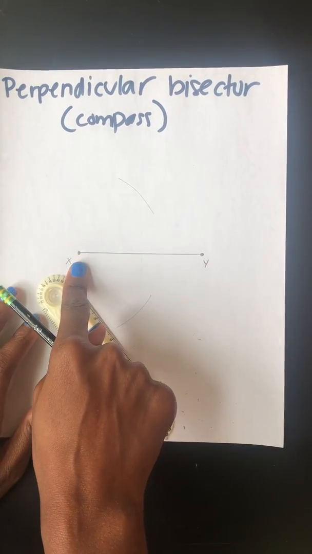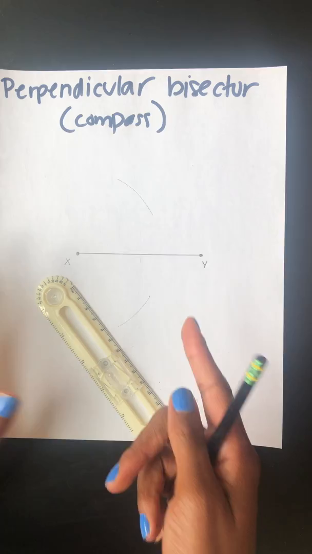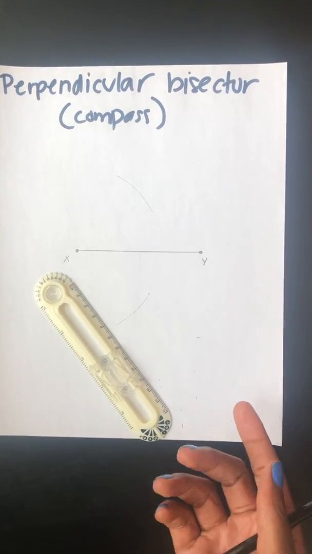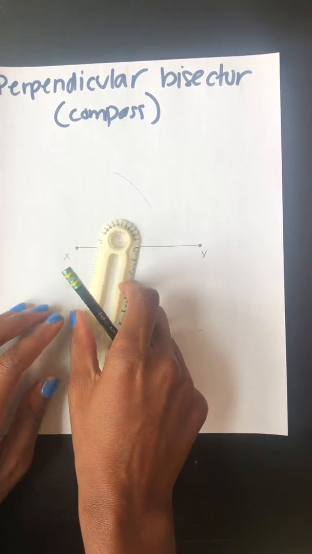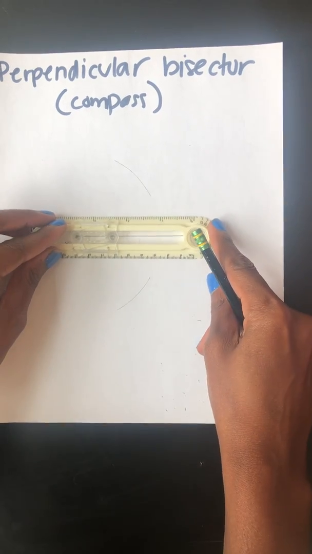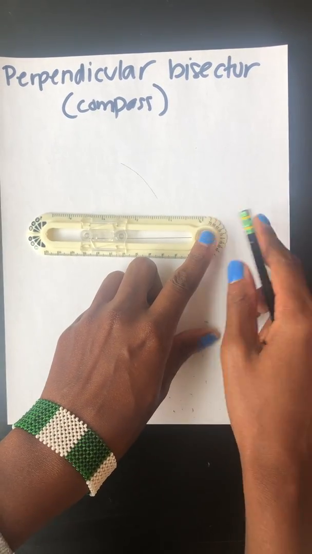So we started at point X. I used X and Y because it's not always gonna be A and B, so use whatever letters you're comfortable with. And what you do is you just take this and move it to the other side. Don't change the slider, nothing, just move it to the other side.